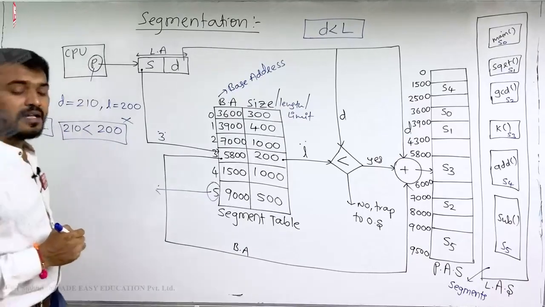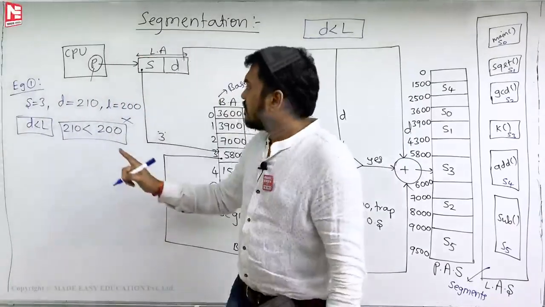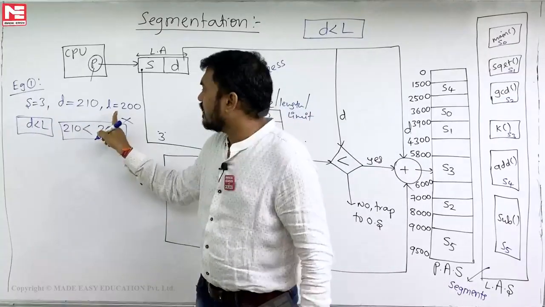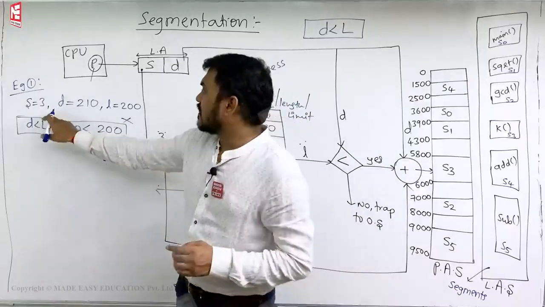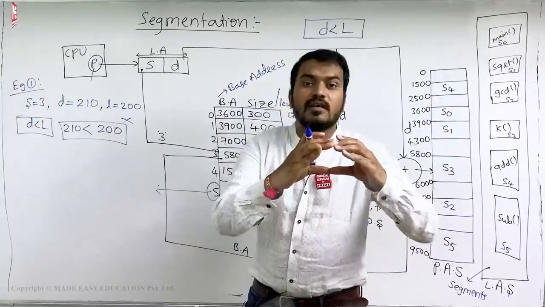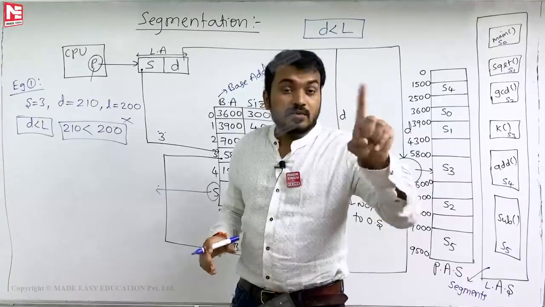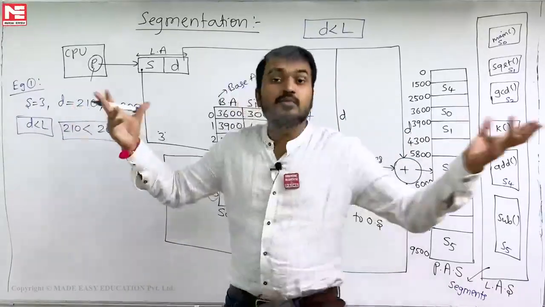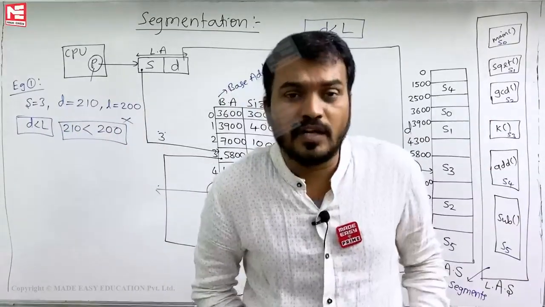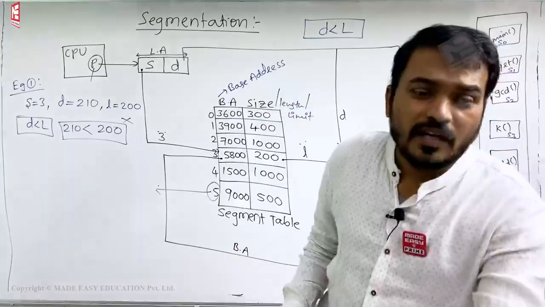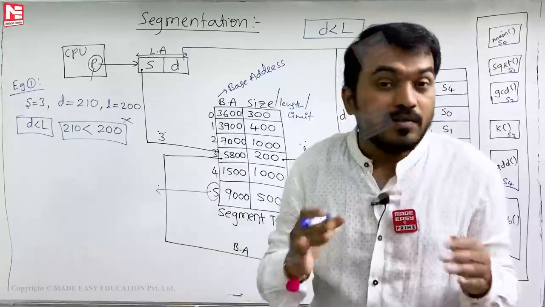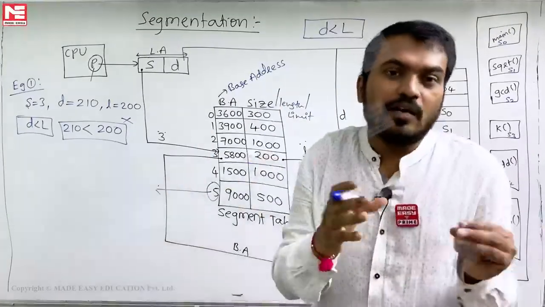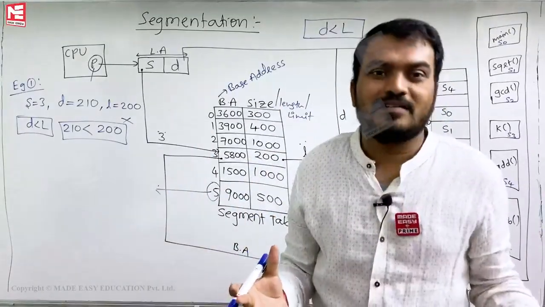What is the meaning of this? Segment number 3 has a total length of only 200 words, but you are trying to refer to word number 210. It means you are referring outside the segment, or beyond the segment, which is an illegal address. Is that clear?